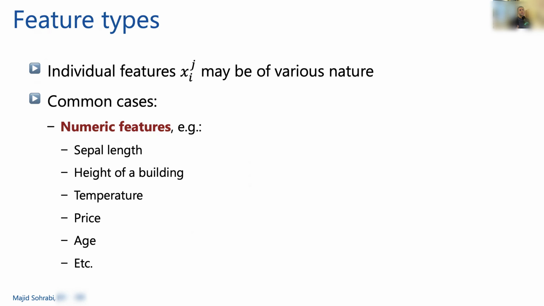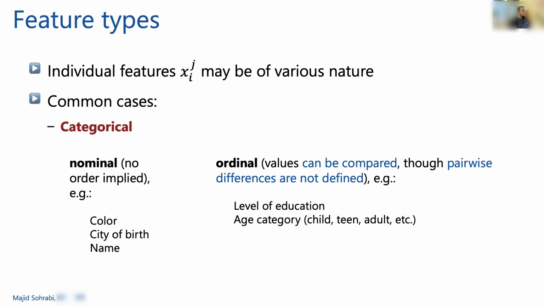There are different types of features, and the most common one is the numerical feature. For example, we already saw the sepal lengths. If we talk about a data set which represents buildings, it can be the height of a building, temperature, price, age, and so on. Everything which can be defined by numeric values.